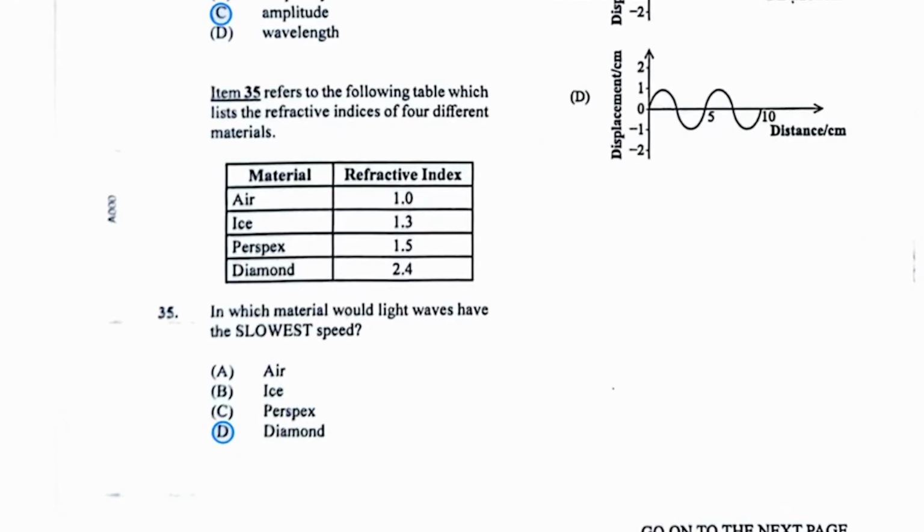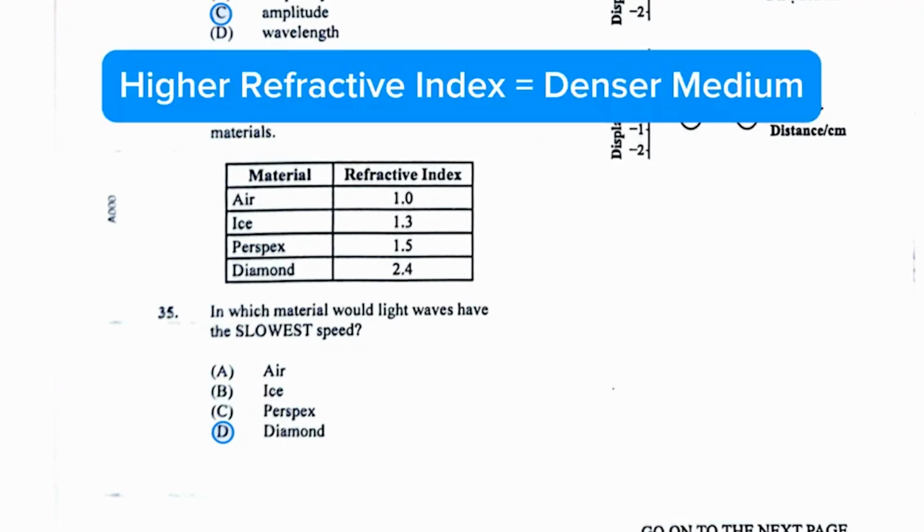Question 35. In which material would light waves have the slowest speed? Let me give a little example. Where would you run faster, in mud or in air? The answer should be obvious. In air. So the denser something is, the more it's going to slow down the speed. So the answer is diamond, because diamond is the densest medium here, and it also has the highest refractive index.